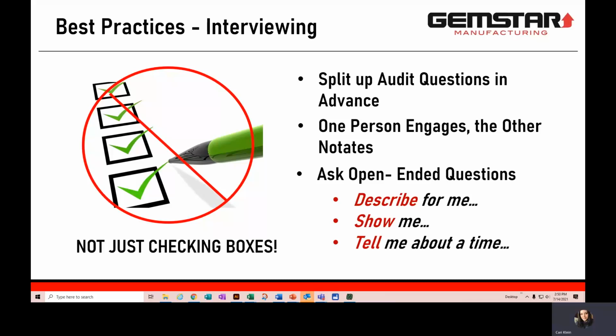Another good tip is to ask open-ended questions. The checklist is designed that way. It's worded that way. You can read it verbatim or you can paraphrase. It's up to you, but it's better to use those open-ended questions. For instance, describe for me your process, or show me what you're doing there, or tell me about a time when you had a non-conforming part, what you do. Want to steer away from asking things in such a way that could yield just a yes or no answer, and it doesn't really give you the feedback that you're looking for.